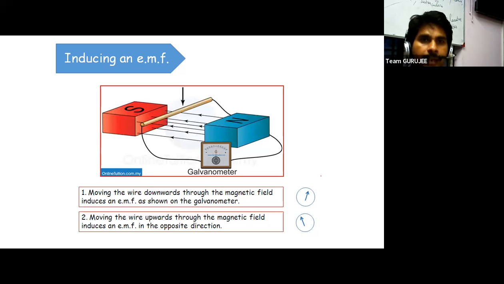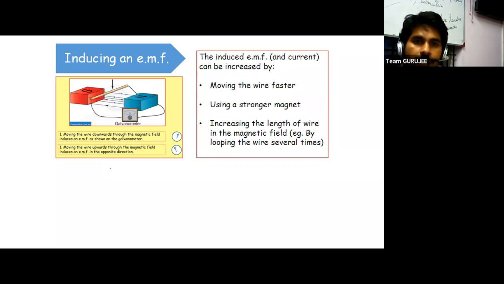Suppose in the first case the galvanometer shows the deflection in one direction, then in the second case it shows the deflection in the opposite direction. For example, the first case the galvanometer shows deflection in this way, and in the other case the galvanometer shows the deflection in the opposite direction. That is the main idea. Is it clear, students?